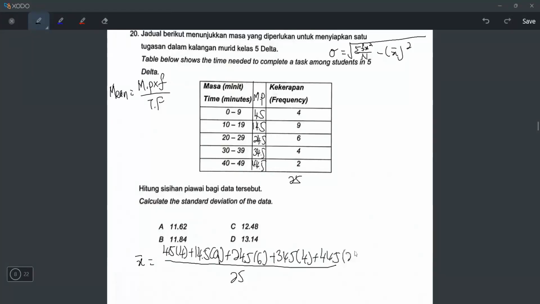Of course, you don't have to write this down during the exam, because this is paper 1. If it's paper 2, then you have to write it. If it's paper 1, you don't have to write it. You can just press it in your calculator. But I'm writing it down so that you understand where I get all the answers from. Okay, let's press my calculator. 4.5 times 4 plus 14.5 times 9 plus 24.5 times 6 plus 34.5 times 4 plus 44.5 times 2. I got 522.5. So what is the answer? Divided by 25, 20.9. So this is my mean, but it's not over yet.